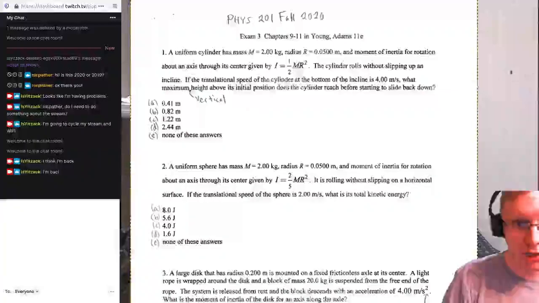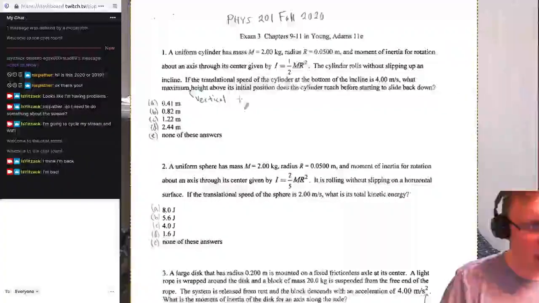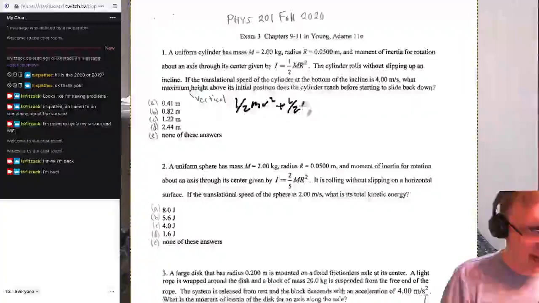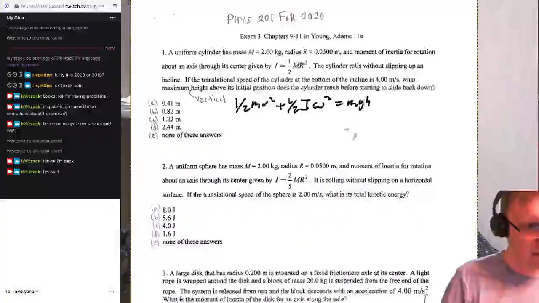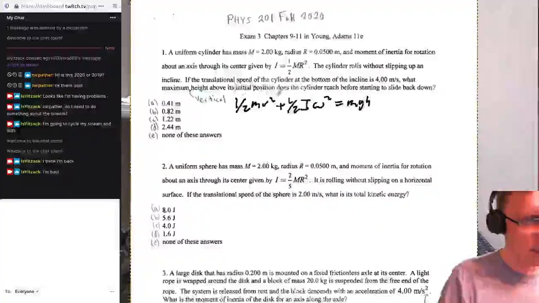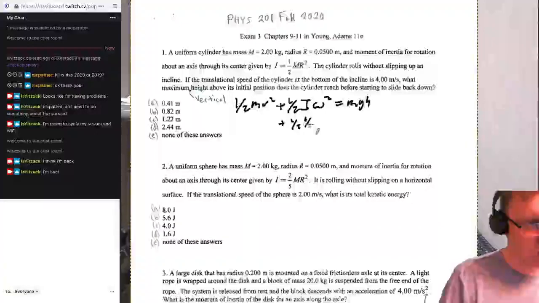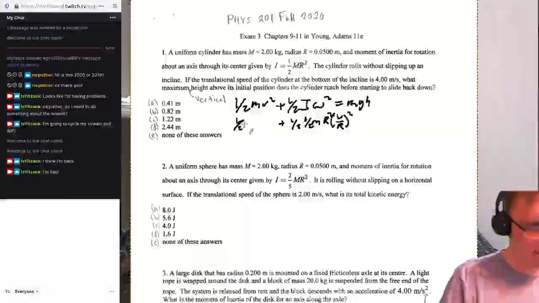So we have 1/2 mv² for our translational kinetic energy, plus 1/2 I omega² for our rotational kinetic energy, is equal to mgh, how far up it goes. Given that we are given the velocity, I shall convert omega to v. So we have 1 plus 1/2, I is 1/2 m r squared, omega is v on r, squared. Get the 1/2 mv² out here, and that is equal to mgh.